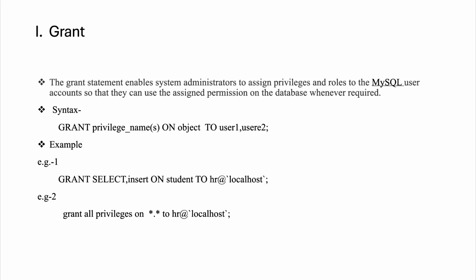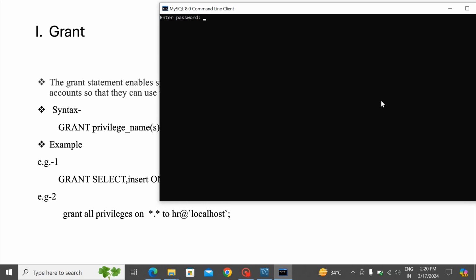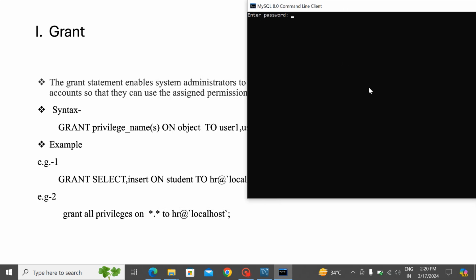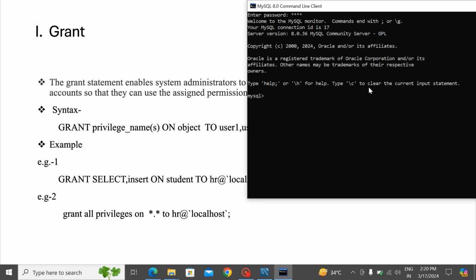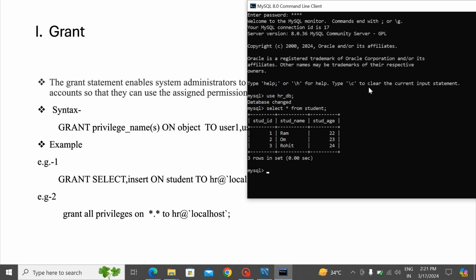Okay, let's implement it practically. We are logging in using the root user. We are using the root account, so the password is root. Enter. Use hrdb. In hrdb there is a student table. Select star from student. So the student table is present under hrdb, and the hrdb database was created by the root user.